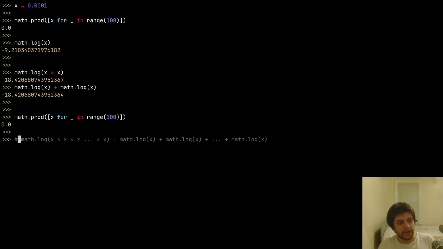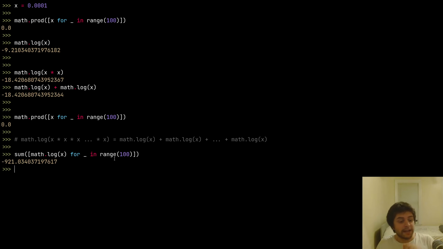So let's comment this out. And this is basically the approach that we're going to take. So math.prod, we're going to convert that into a sum of the logs. And there we have it. Minus 921.0340371 and so forth. But we got a reasonable number. We didn't get 0. There's no numerical instability.